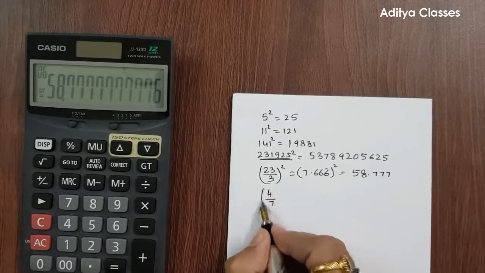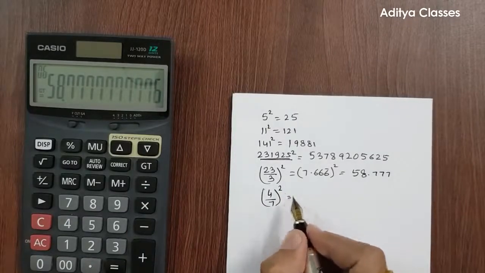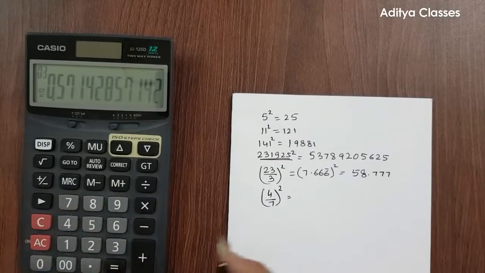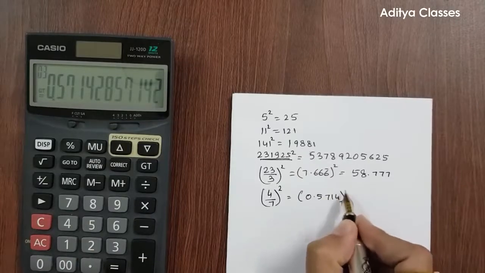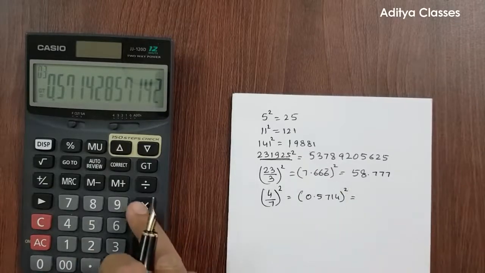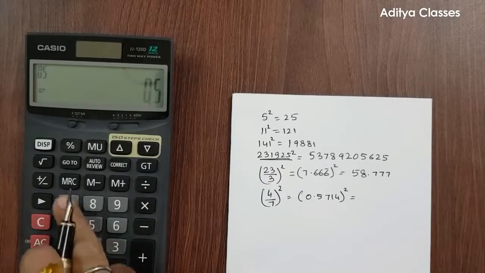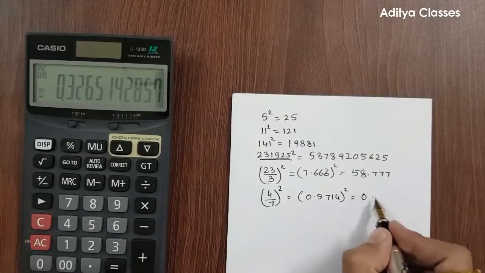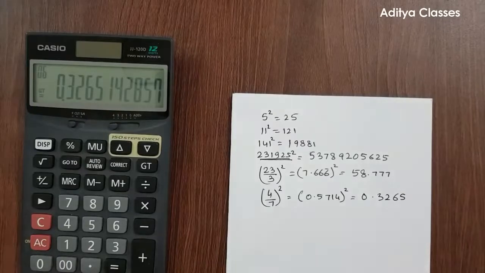And then let's take one more example. What if you wish to find out square of 4 divided by 7? How do you do this? 4 divided by 7 gives me 0.5714, and square of this, multiplied by 0.5714, is equal to 0.3265. So this is the conventional way we go about squares.